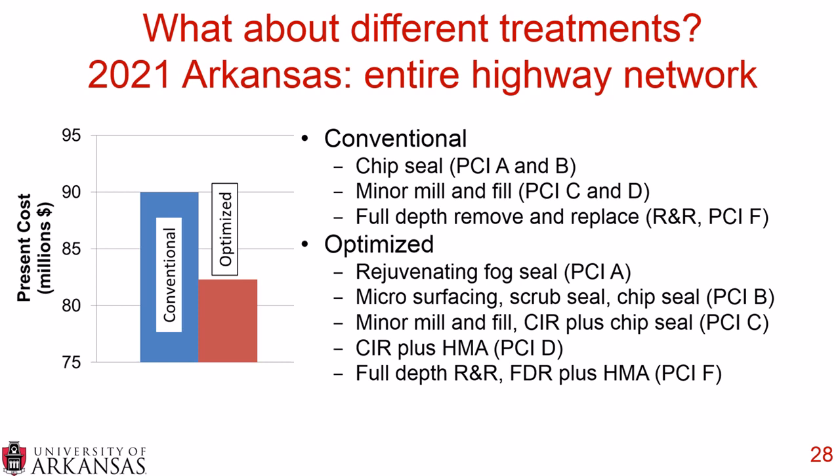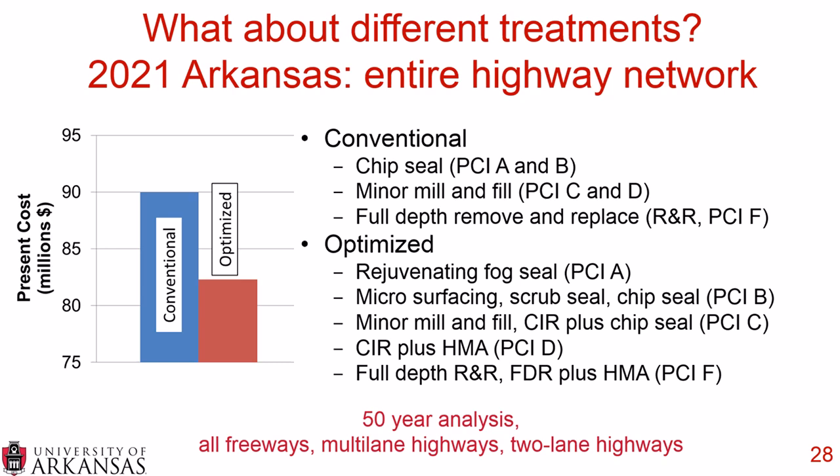So conventional only used 3 treatments, which are very commonly used in Arkansas. The optimized used a whole suite of treatments. And you can see here that the conventional treatments over a 50-year analysis on all freeways, multi-lane highways, and 2-lane highways cost about $90 million over 50 years to apply these treatments to the entire network on a regular schedule, whereas the optimized treatment plan costs about $82 million. So even changing the treatments over a time period can get you some different results.